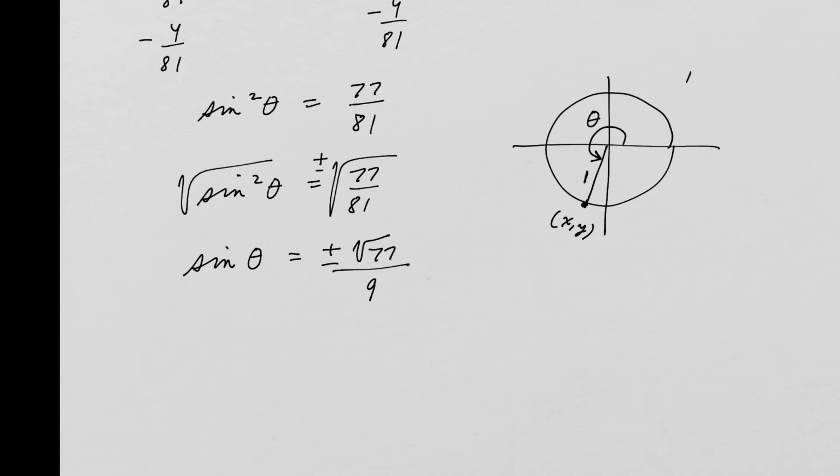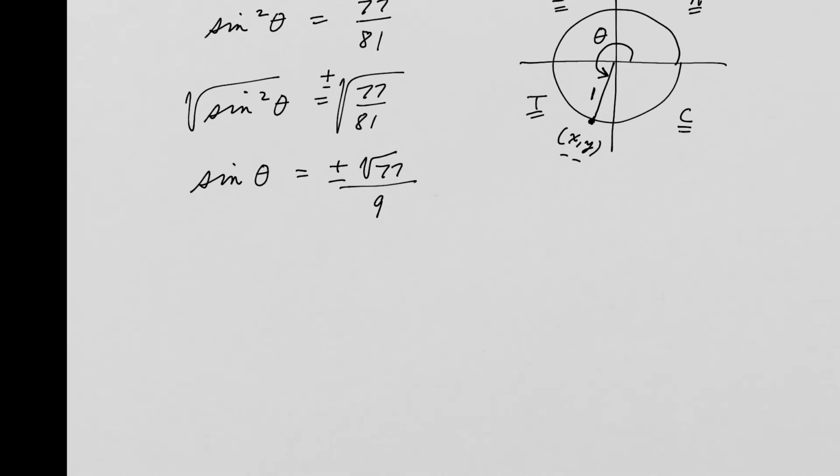Or you could think of it as "all students take calculus," so tangent's positive, which means the others, sine and cosine, are negative. Okay, either way, you could also look at the x and y values. These are both negative, so that means sine has to be negative. So the correct answer is going to be sine of theta is equal to negative square root of 77 over 9. That would be the solution.